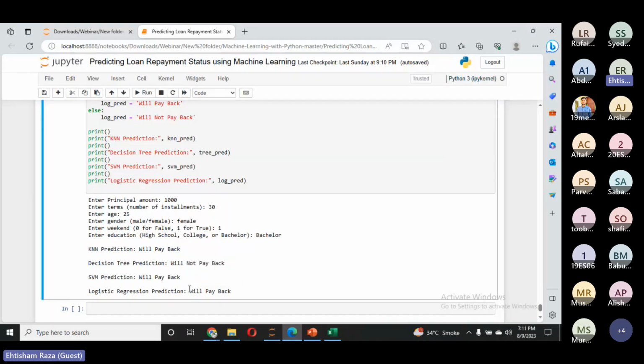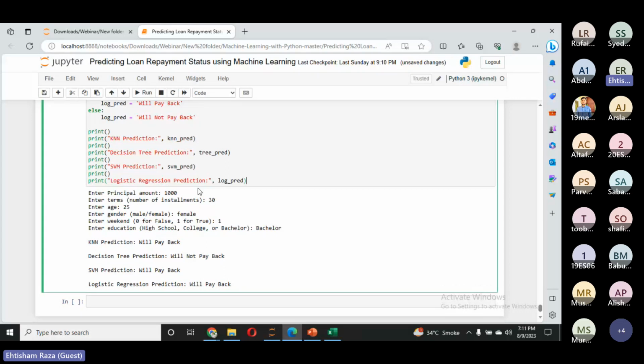But as we have seen, the decision tree was performing very well. So maybe you can use the prediction of the decision tree. So he will not pay back because she is asking also on the weekend, and as we have seen, most of the people who are from bachelor, they do not easily pay back the loan.